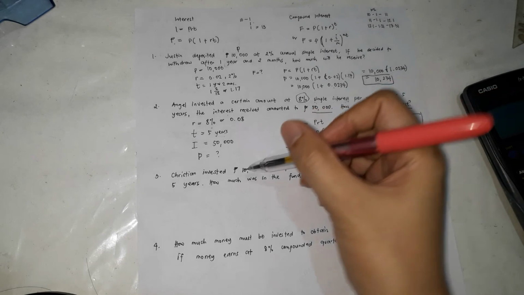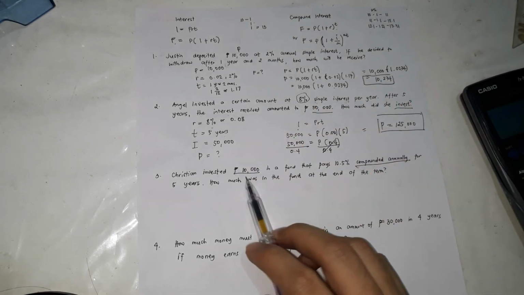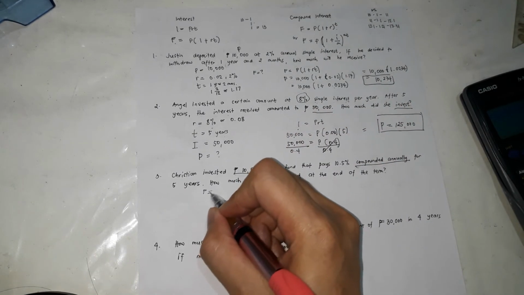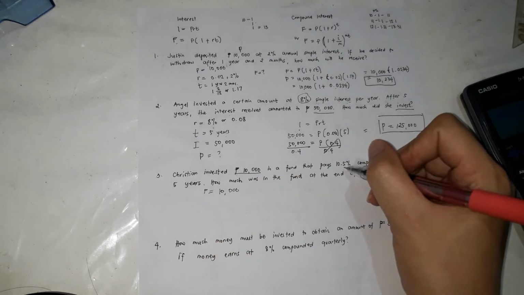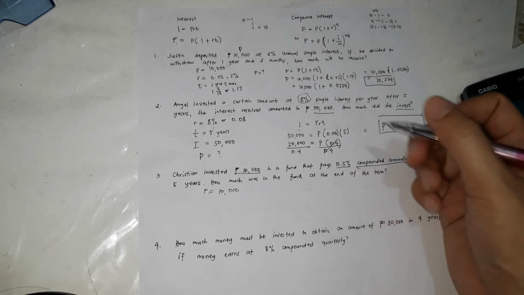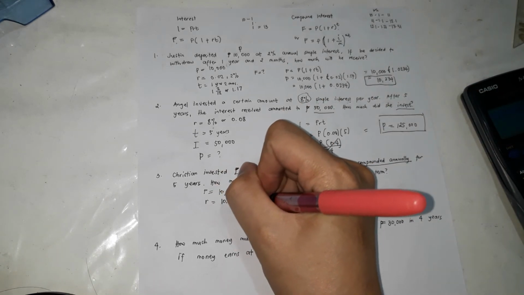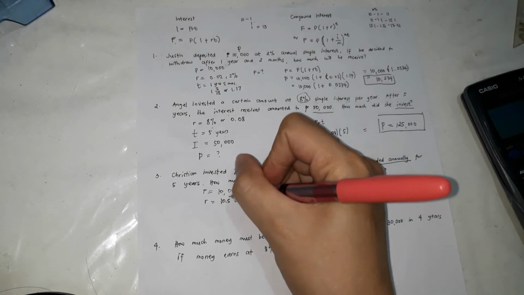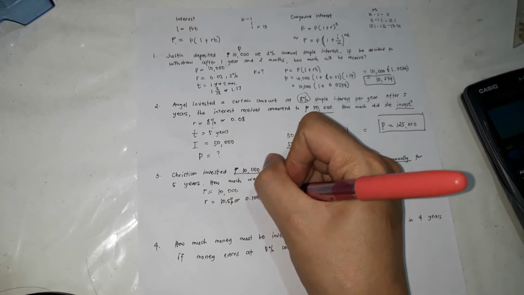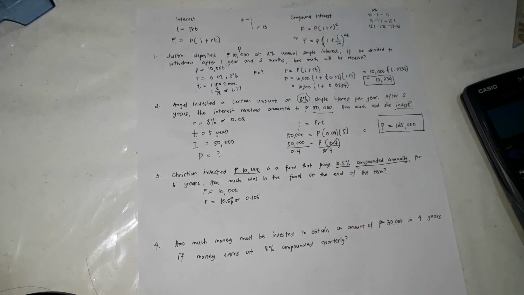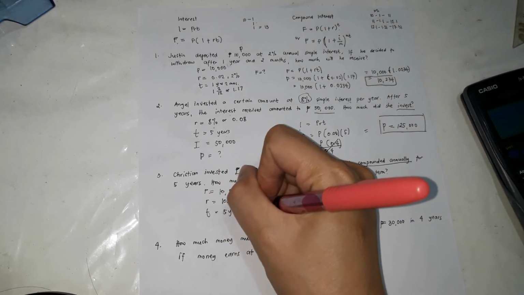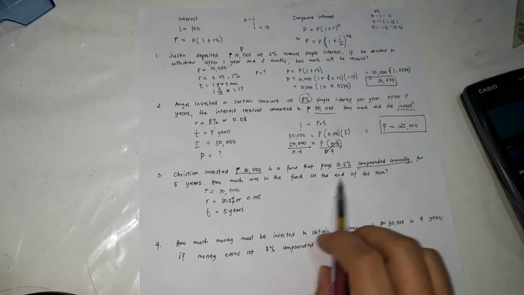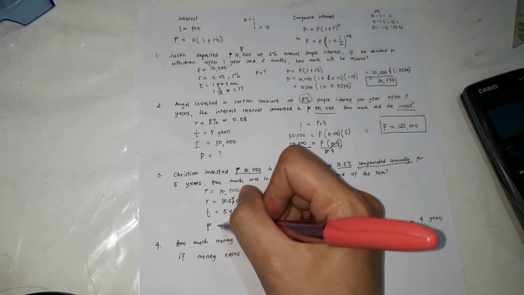So, first given, invested 10,000 pesos. So this is the principal amount or yung magkanong in-invest, 10,000. Next given is 10.5%. That's the rate, 10.5% or 0.105. Next is T is equal to 5 years. How much was in the fund at the end of the term? So we're looking for F.